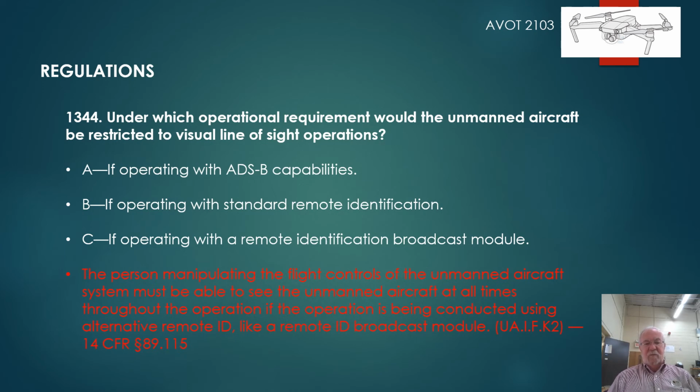And I'll give you a second to read the bottom part. The bottom is 14 CFR 89.115, where you find the regulations pertaining to that.